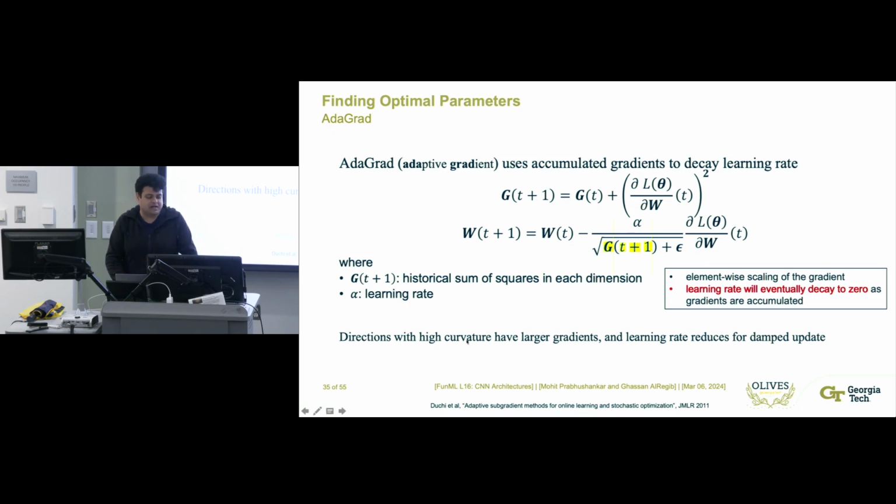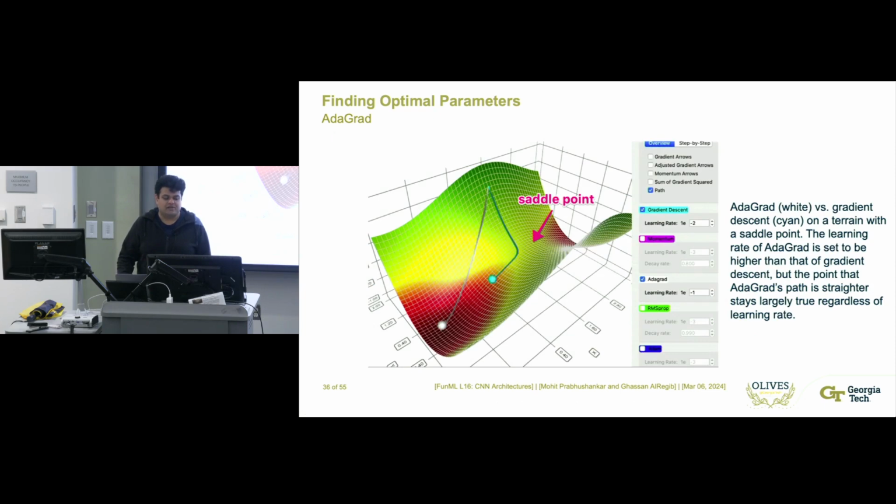Directions with high curvature have larger gradients, and the learning rate reduces for a damped update, essentially. So it helps in damping that particular W or parameter. This is a demo comparing gradient descent versus AdaGrad. Whenever you have something like a saddle point, you will be able to change your alpha in order to get to a certain stage, which is your output. AdaGrad here is in white versus gradient descent in cyan.